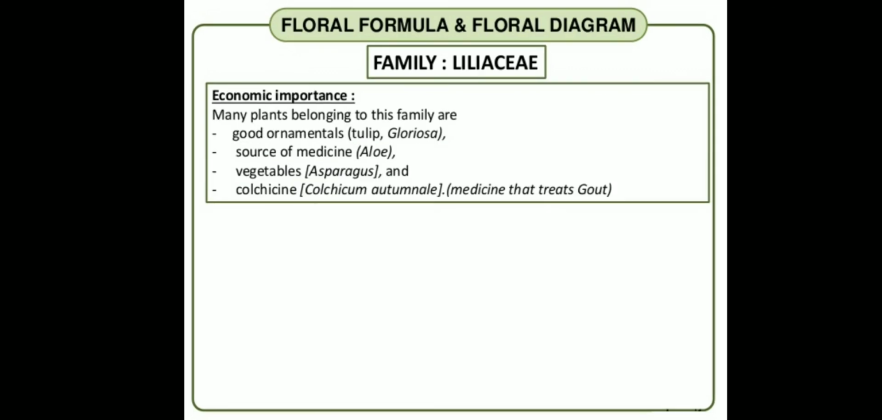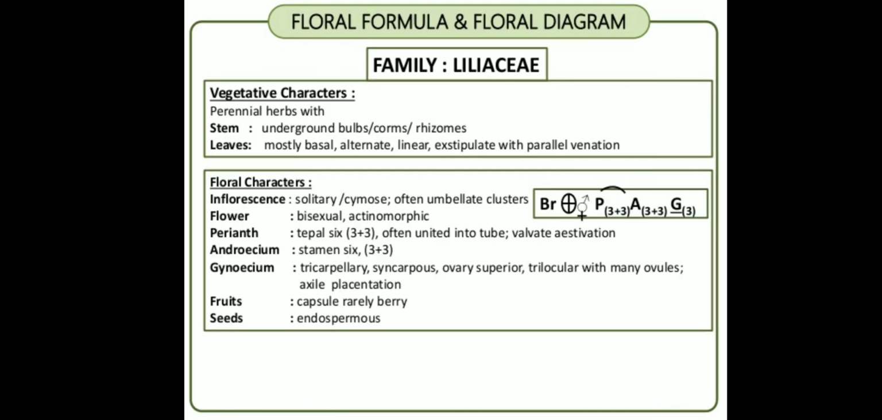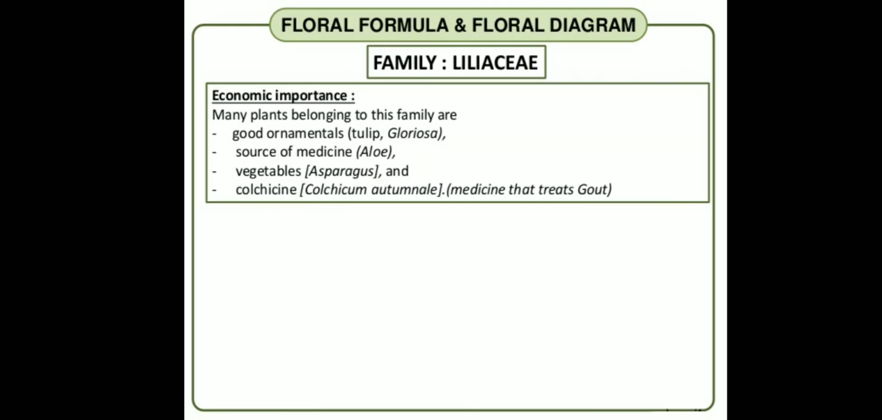So many plants belonging to this family are good ornamentals like tulip, gloriosa, okay, and sources of medicines as well, like aloe vera, or aloe, and vegetables like asparagus, and colchicine, that is a medicine that treats diseases or sickness like gout. Okay, so these are about the floral formulas and the floral diagram. So you have to remember the floral diagram shown here for all of these families. Okay, and also you need to know the floral diagram.